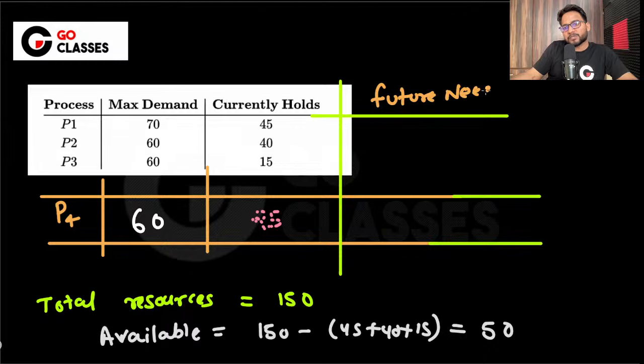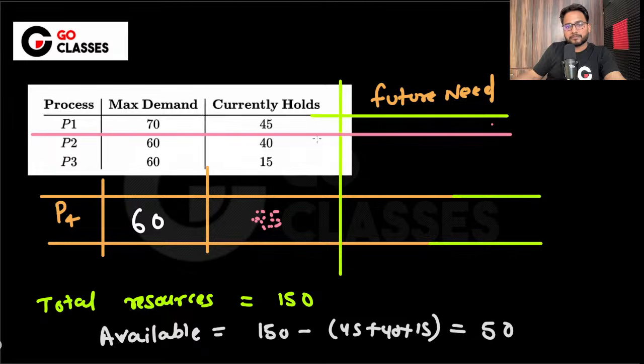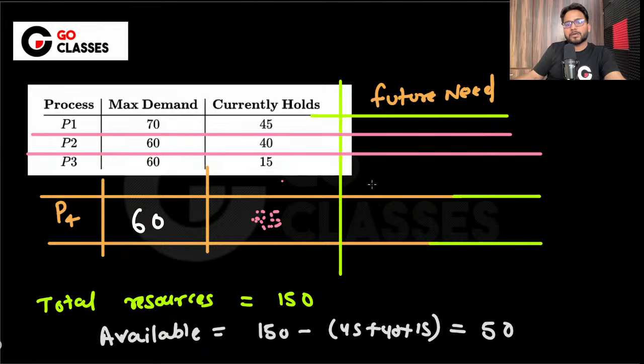Okay, so for this future need, let me draw the horizontal lines. Basically, the future need will be 70 minus 45, which is 25. 60 minus 40 is 20. 60 minus 15 is 45, right? So these are the future needs.